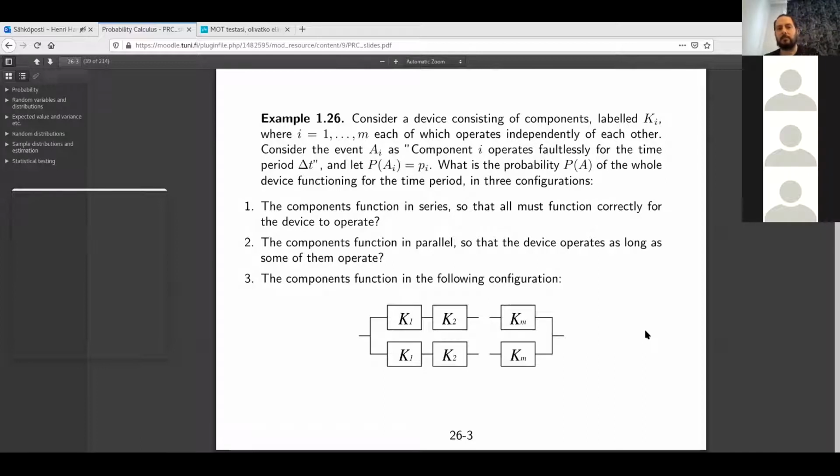That's the second situation. In the third situation, we have the following configuration. We have M components that are put in series, and then another M components that are put in series. As long as one of these pipelines is working, the machine is still working. The question is, what is the probability that this machine works correctly?